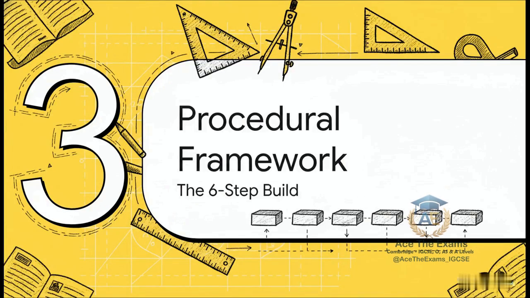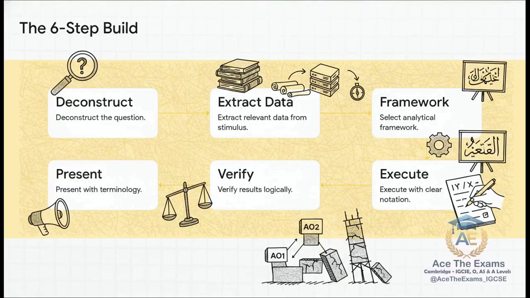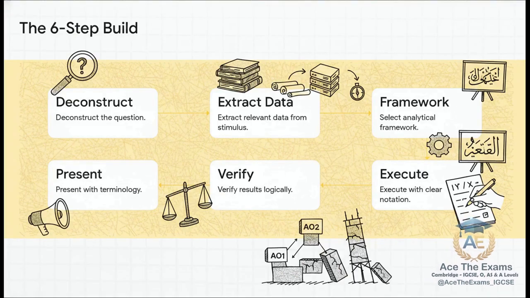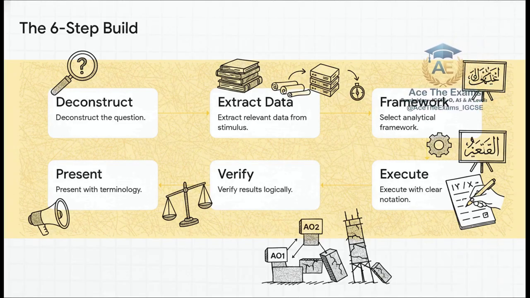Now for Phase 3, the procedural framework blueprint. Let's see how this 6-step build actually comes together. Let's look at the actual construction methodology you are going to use on exam day. This is the precise 6-step procedural framework pulled directly from the Cambridge source materials. I want you to imagine mapping out your structural skeleton on a digital grid overlay, right there on your exam paper. Step 1, deconstruct the question.